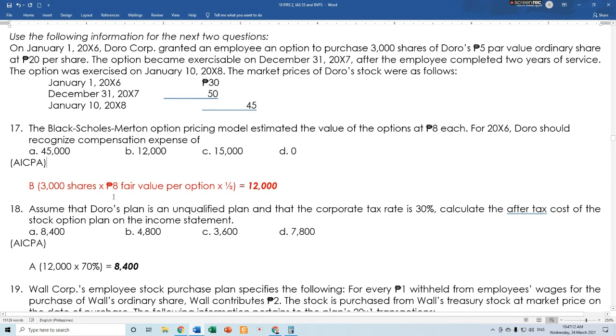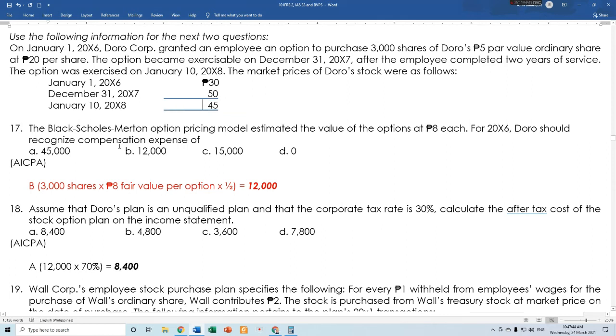Okay. For number 17, on January 1, 20x6, the company granted an employee an option to purchase 3,000 shares of the company's 5 peso per ordinary share for 20 per share. The option became exercisable on December 31, 20x7. So, 2 years vesting period. Okay? After the employee completes the 2 years of service. The option was exercised on January 10, 20x8. The market prices of Doros stock were as follows. So, ayusin lang natin yung prices natin.